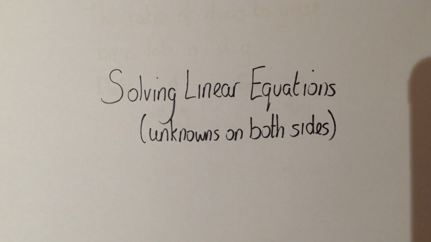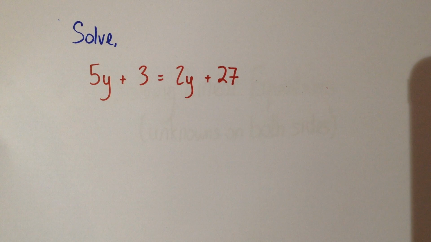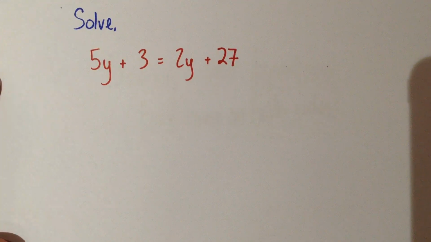This is your guide to solving linear equations where the unknown appears on both sides of the equation. So here's an example. In order to solve equations like this, we first need to eliminate one of the letters.